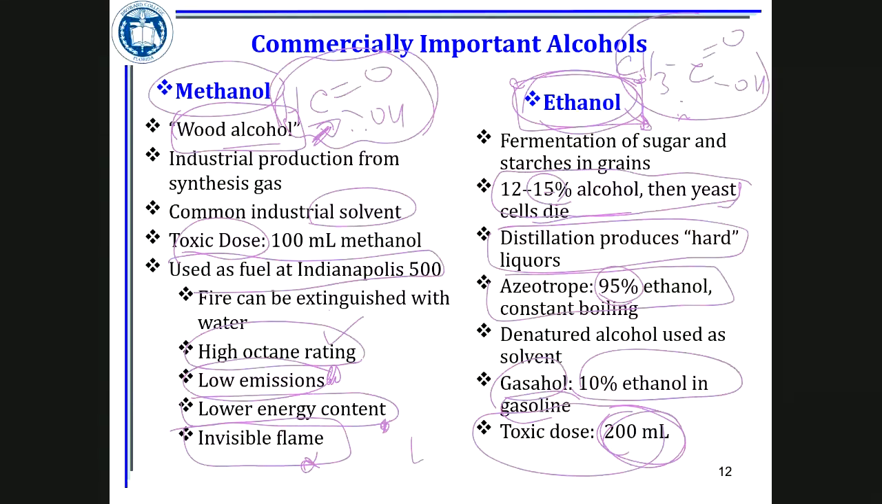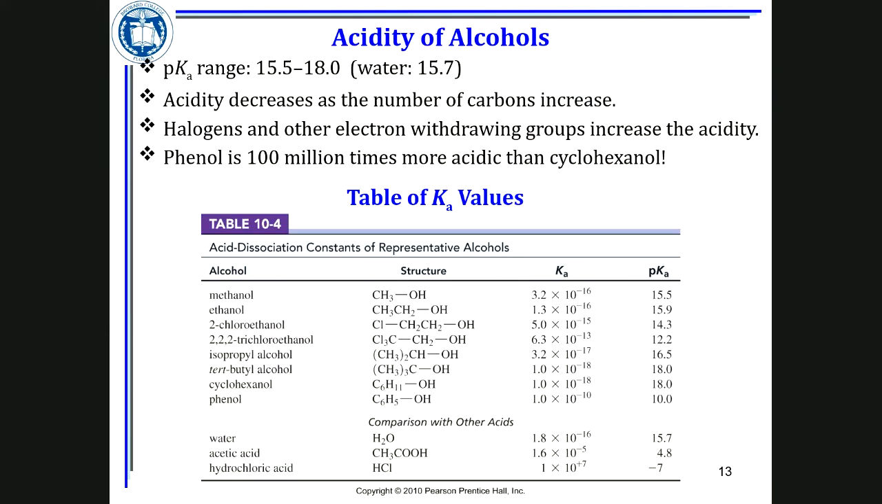Toxic dose is 200 milliliters. When you say toxic dose, like LD50, LD50 is the lethal dosage for 50% of the population. If 100 people take 200 milliliters of ethanol straight, it can cause death to 50 people. That's where the 200 comes from. It's not the same for everybody, but on average, 50% of the population would have severe reaction or death at 200 milliliters.